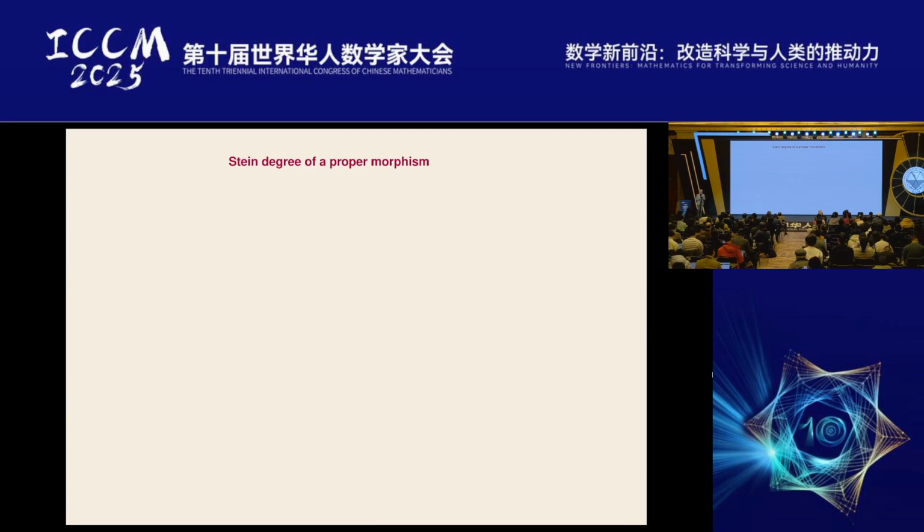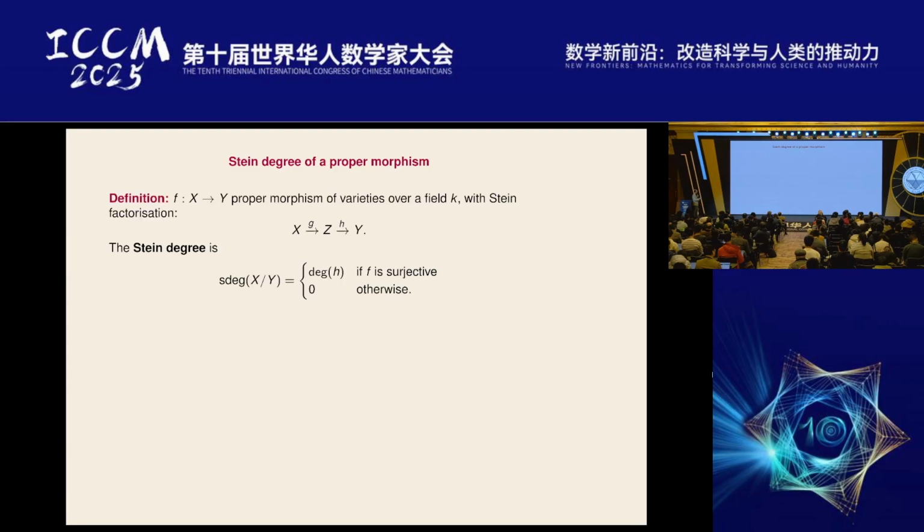Okay, so these are all very elementary algebraic geometry. And I'm going to use this Stein factorization to define the Stein degree, which generalizes the degree of field extensions and degree of finite morphisms to proper morphisms of algebraic varieties, and you can also consider more generally schemes. So let's say for now, for simplicity, let's just look at algebraic varieties.